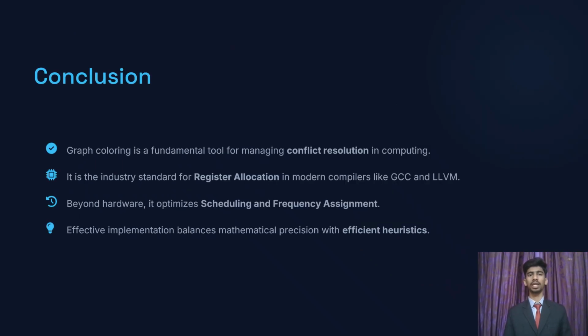Conclusion. Graph coloring is not just a theoretical concept. It is a practical and powerful technique used in compiler design to manage limited resources efficiently. By applying graph coloring, compilers can generate faster and more optimized programs.